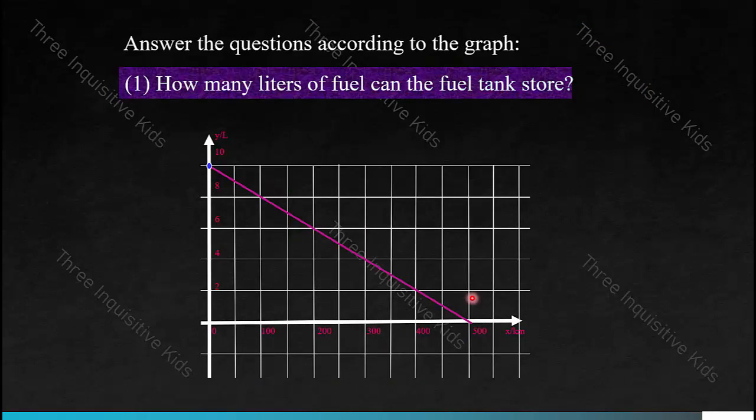First, how many liters of fuel can the fuel tank store? I want you to pause the video and see if you can answer this question. By looking at the graph, we know when x is equal to 0, y is equal to 10. This also means how much fuel is in the fuel tank when you do not travel any distance. It's just saying the full capacity of this fuel tank. So you look at where x is equal to 0, you know y is equal to 10. Therefore, the answer would be 10 liters.